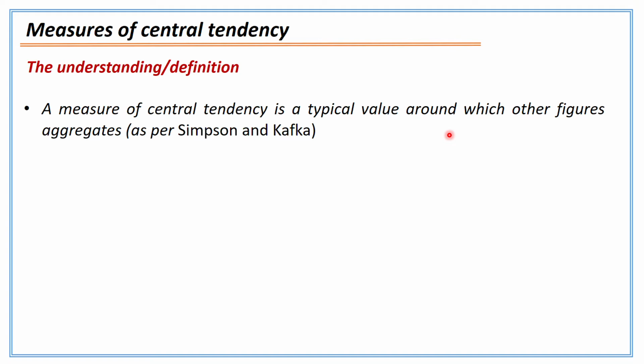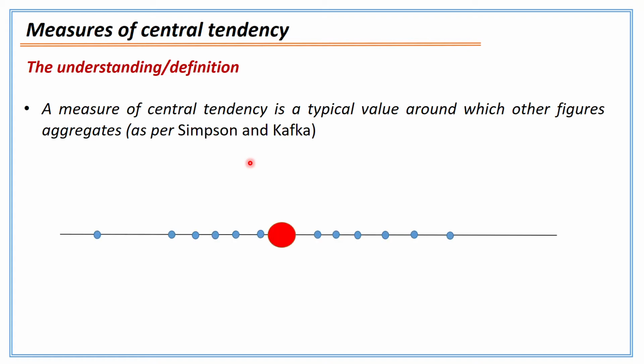And if you see from the English perspective also, tendency means an inclination towards something, some attraction towards something, and central means something which is in the center. So attraction towards the center or a mean value is called a central tendency. Let's say all these blue points are the data points. These are data set values, and this red one is the mean value. So the mean value will be representing all the blue dots in one data. So it is a measure of central tendency.